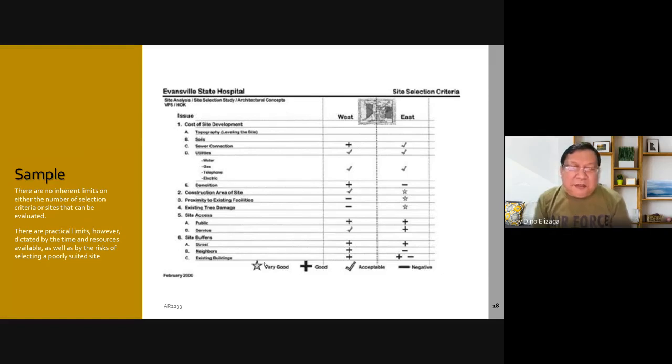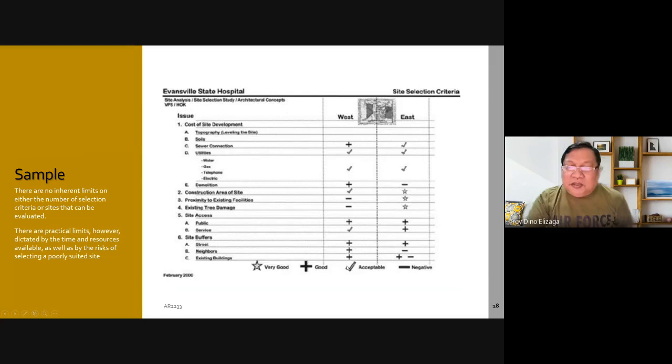This is an example from the book of how they evaluate one site, and the site happens to be one site but divided into two. The question is whether the property should be developed on the west side or on the east side. There are many ways to show the evaluation. You can do it in a tabular way, a graphical way, or a combination. This is like a combination because the map is even placed on the table, making use of symbols instead of numbers.